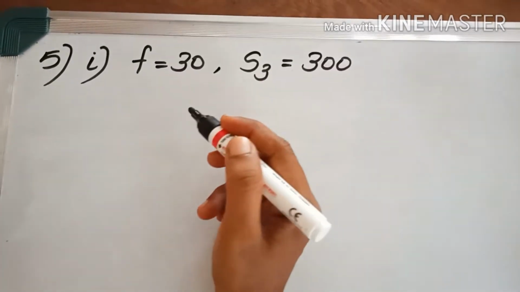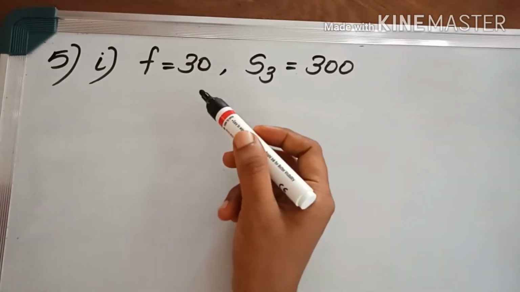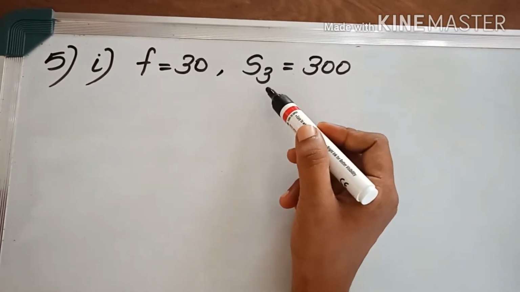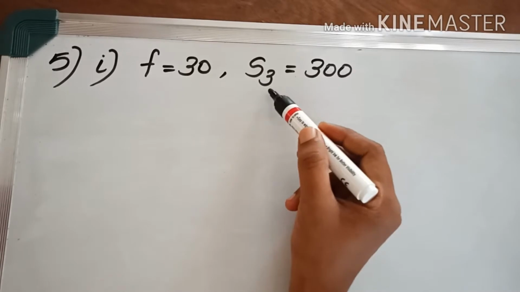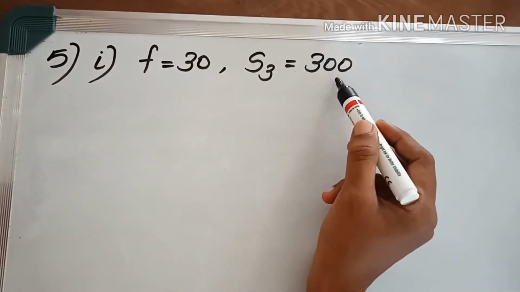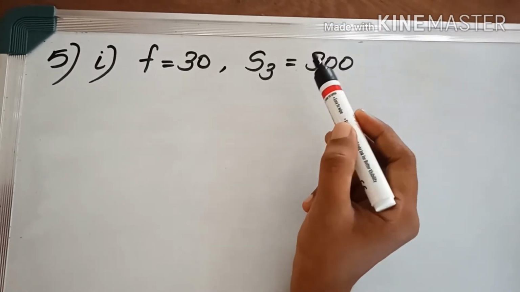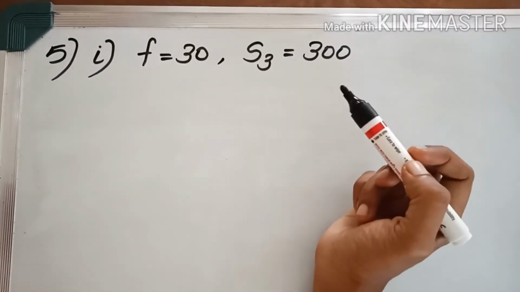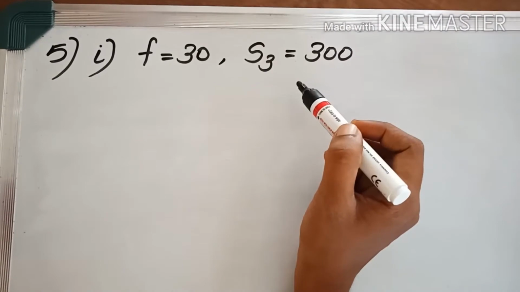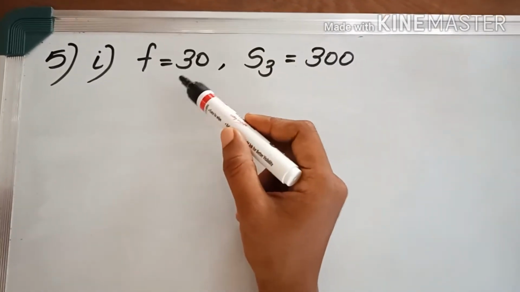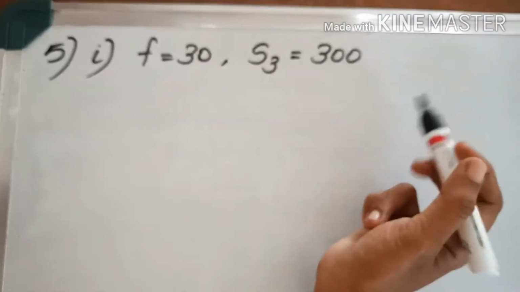In the first sub-question, the first term is given as 30 and the sum of 3 terms, S3, means the sum of the first 3 terms, equal to 300. These two are the conditions given. We have to write the first 3 terms of this particular sequence. But here the common difference is not given. Only the first term we have and the sum of the first 3 terms is also given.